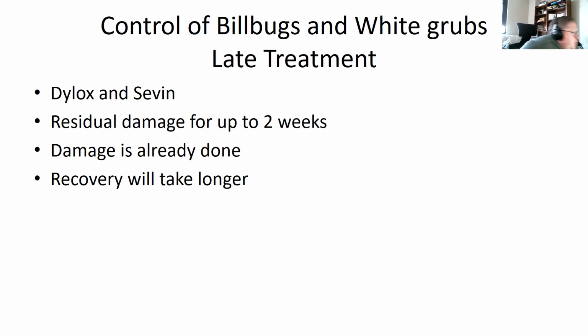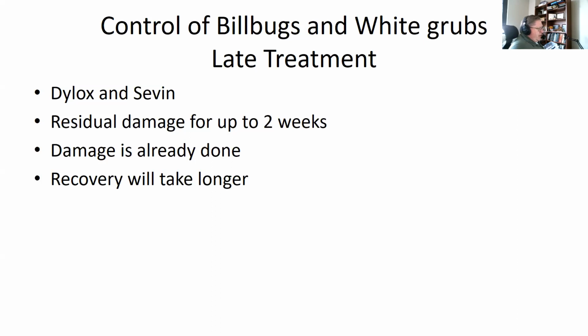Okay, on the bluegrass bill bugs, we oftentimes see damage show up in July. And unless you catch it really soon, like the 1st of July, late July and August it's oftentimes too late, but people will still want to try a last-ditch effort.